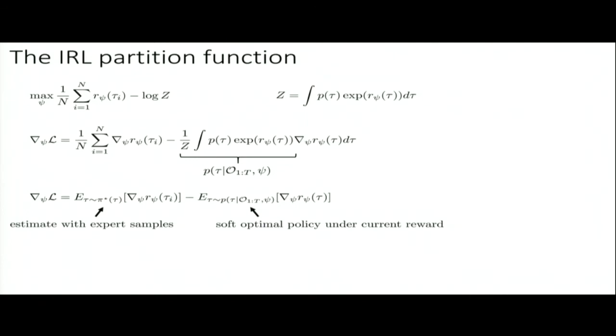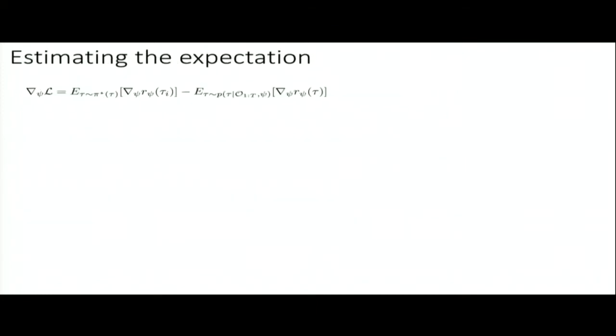You estimate the first part with expert samples and estimate the second part with a little bit of inference. So this is where we're going to actually make use of the forward and backward inference that we covered in last week's lecture. So the first part is easy, that's just summation. The second part is a little harder. Okay, so let's talk about that second part. That's the main thing we have to do.